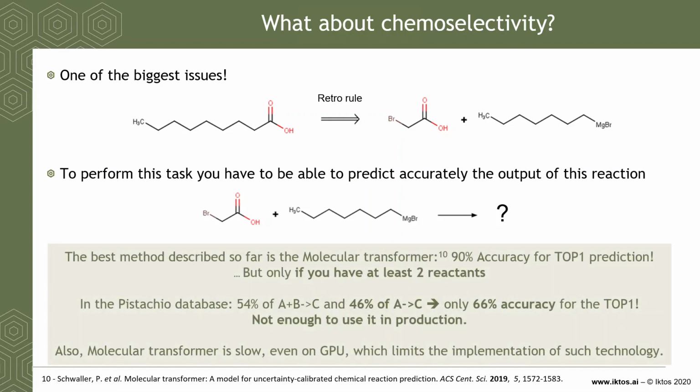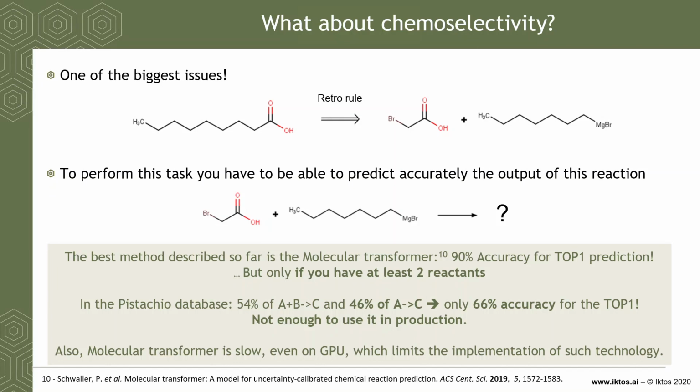Today, the best method described so far has been described by Alfali, where he showed that using molecular transformers, you can reach 90% accuracy for the top one prediction, which looks very high actually.